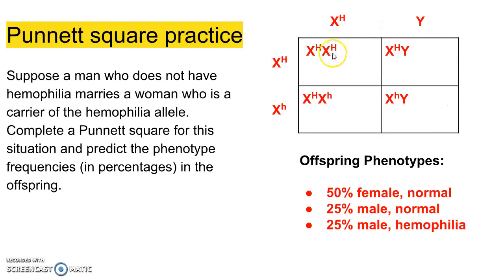Then we're going to fill in our Punnett square. When we do this, we're always going to put big H's before little h's, and we're always going to put X chromosomes before Y chromosomes. We end up with 50% of our offspring being female. They have 2 X chromosomes, and they both have normal blood clotting because they have at least 1 big H. However, this possible daughter is a carrier of the hemophilia allele. 25% of our offspring are going to be male that are normal, so that would be this X big H Y baby. And then 25% are male with hemophilia, so that's this X little h Y baby.